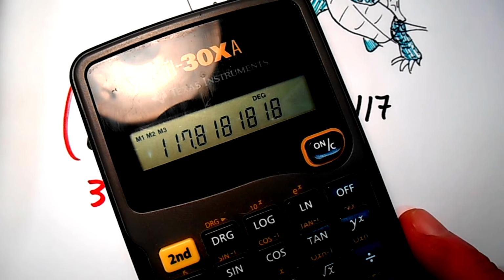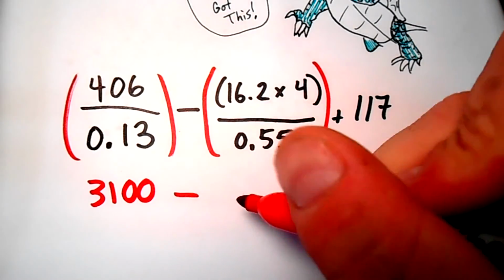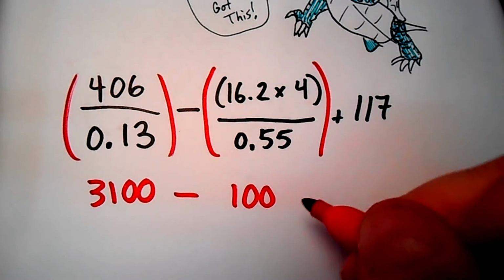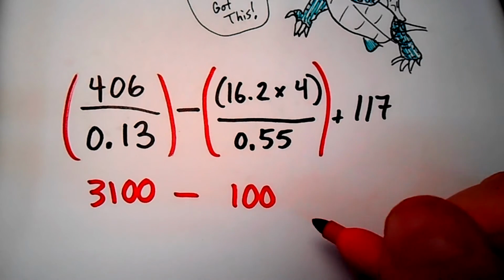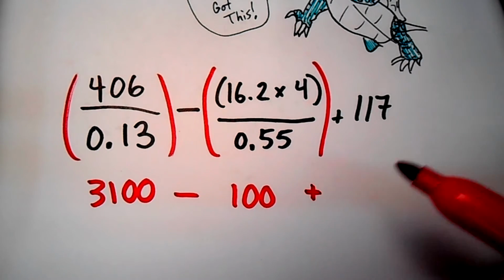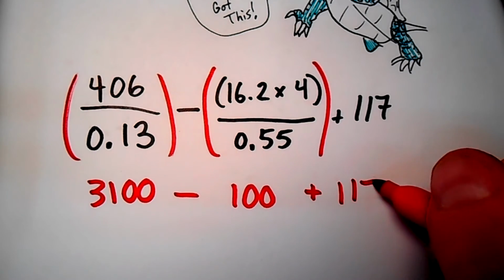Well, then that's just 100. 117.8 is going to be rounded to 100. So I'm going to subtract from that 100. And that really is just 1 sig fig there. And then I'm going to add to that 117.